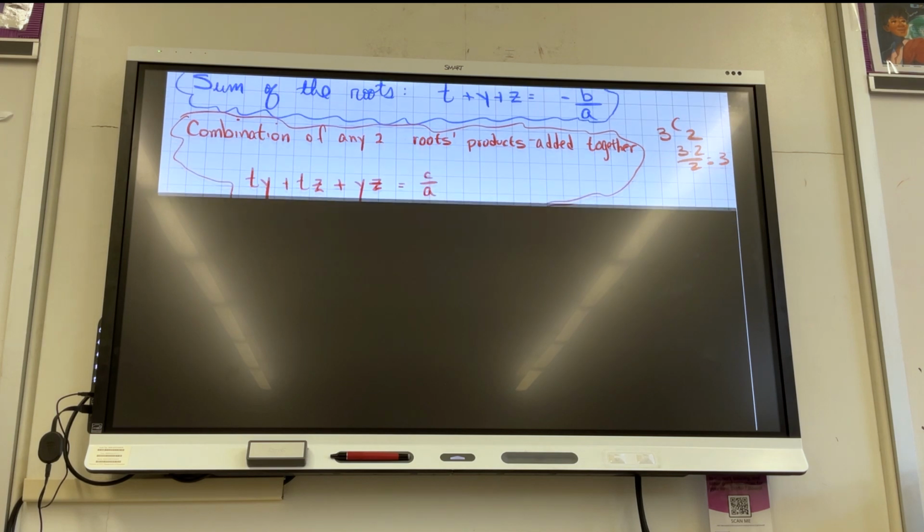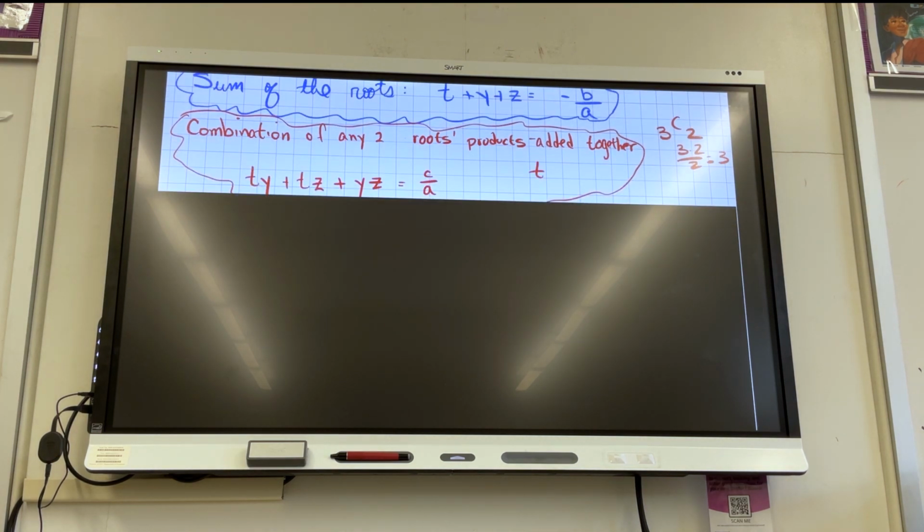So for example, with our roots of t, y, and z, the 3 ways we can do this would be t times y, t times z, and y times z. Those are the 3 ways that we can multiply 2 roots together. And what do we do? We add them together. And what does that simplify to? That simplifies to c over a. And remember, c is your linear coefficient and a is your cubic coefficient.